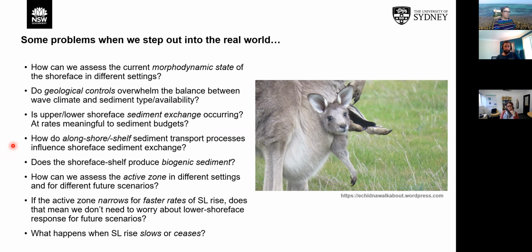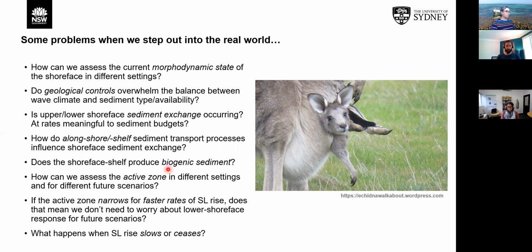And we've dealt with some of them on the previous slide in terms of the morphodynamics. But then we also need to think about geological controls. So do the geological controls on the shore face, rocky reefs and the substrate, overwhelm that balance between wave climate and sediment type and availability? And is that shore face inner shelf zone actually a production house of sediment? It might be producing biogenic sediment itself, so changing the sediment budget within that morphodynamic system.